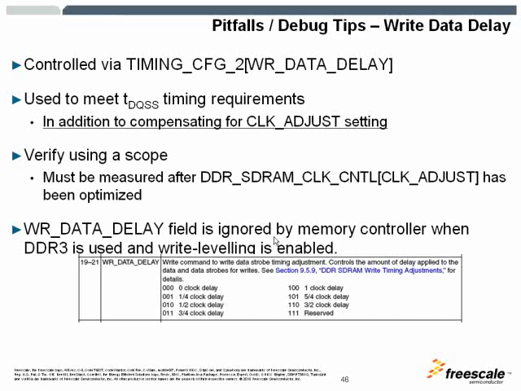Similarly here, you want to check the skew between the clock and strobes, and to modify this skew, you can use write data delay, and you can again check this on the scope to make sure that the selection is valid.